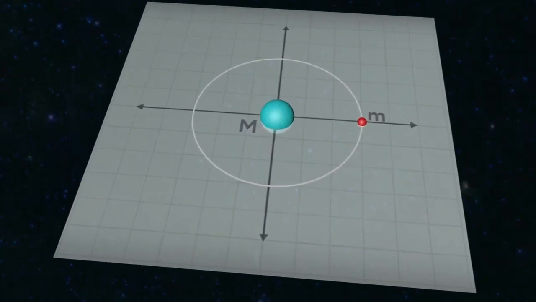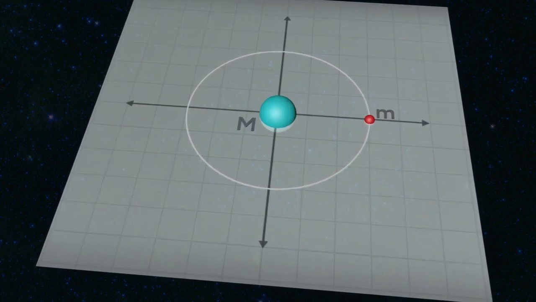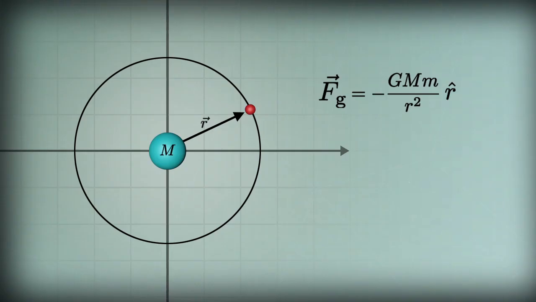Let's suppose we have a big mass, big M, held fixed at the origin of our coordinate system, and little m is free to move, like a planet orbiting a star. Little m will feel a pull toward the origin, and to convey the direction of the force, we'll use vector notation. A vector is an arrow with a magnitude and a direction. We put a little arrow over the F to remind us it's a vector, and by convention, a hat on top means it's a unit vector, a vector with a magnitude of 1. So all it's doing is specifying a direction.